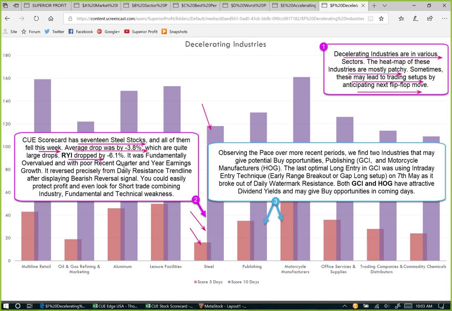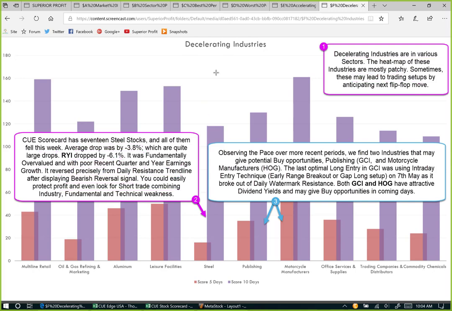One stock, RYI, dropped by 6.1%. It was fundamentally overvalued and with poor recent quarter as well as recent years earnings growth. It reversed precisely from daily resistance trend line after displaying bearish reversal signal, the headwind signal. Amazing, isn't it? You could easily protect profit and look for short trade combining the industry fundamental and technical weakness.